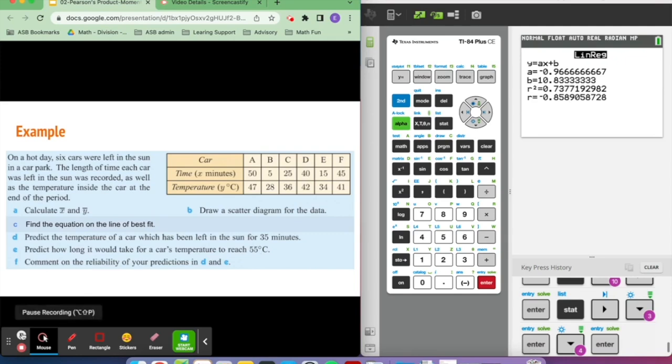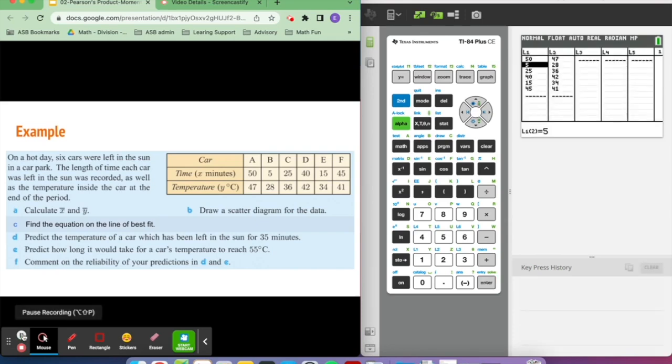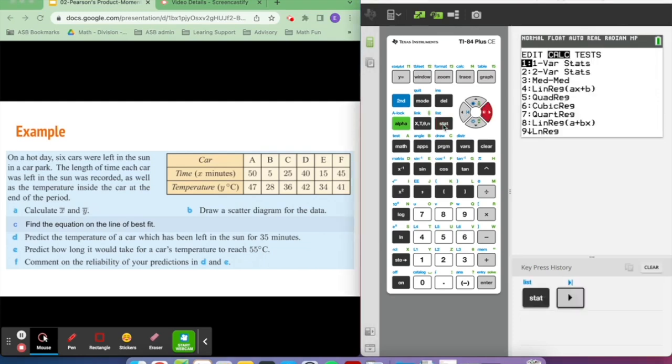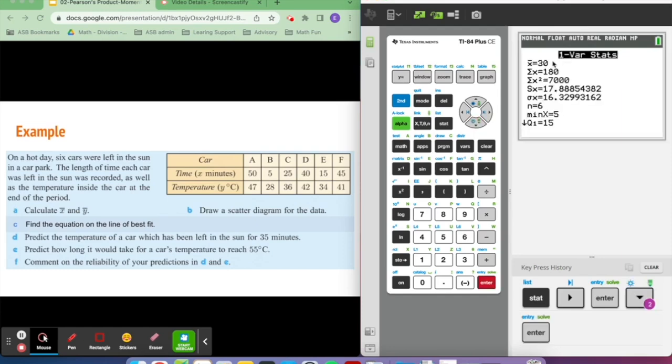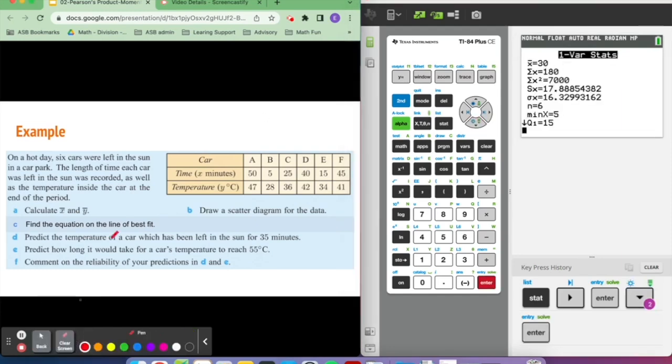So first we're going to go ahead and input our data in our calculator, so pause the video and input the data. Once your data is inputted, then our first question was to calculate the mean for both x and y. Now we want to do this separately. We want to have the mean for x and the mean for y. So we're going to do, same as we've done in previous videos, calculate one variable statistics and do them separately. So if L1 is my x, I'm going to calculate and I'm going to get that the mean of my x is 30. So let me write this down here. The mean of my x is 30.